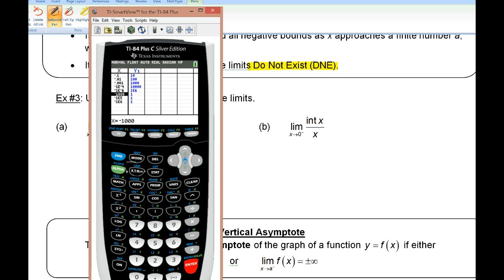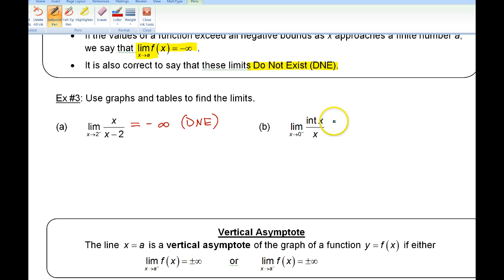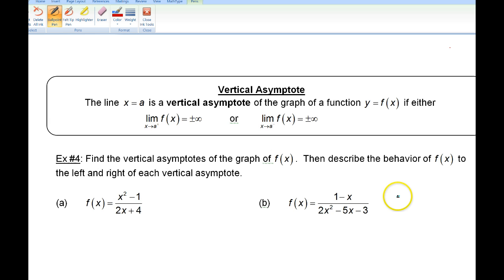1e6 means 1 times 10 to the 6th power. Okay, so this is infinity. Again, we'll put "does not exist" in parentheses, just as a reminder, because the limits don't exist since you can't identify a certain number at infinity.